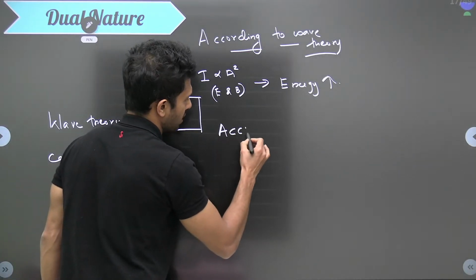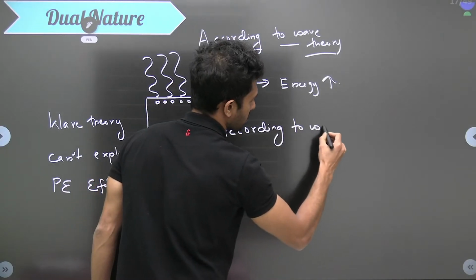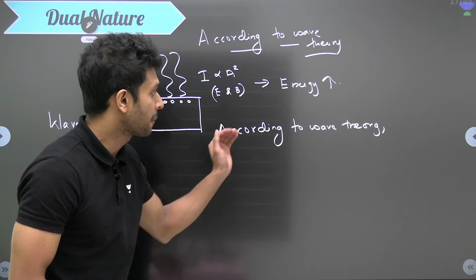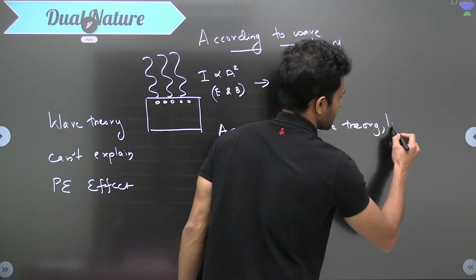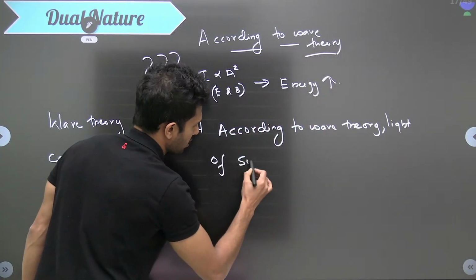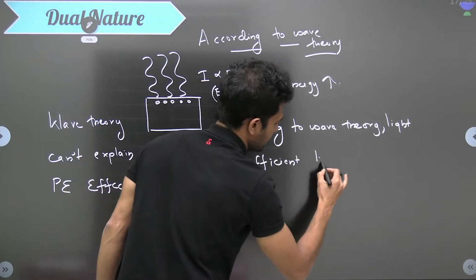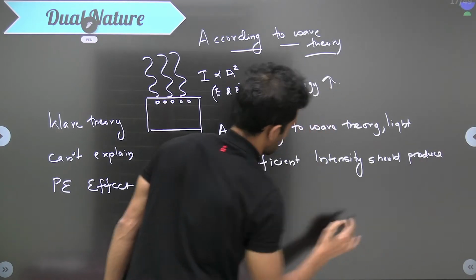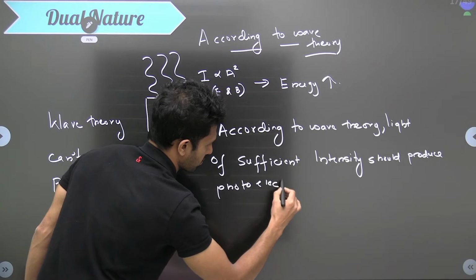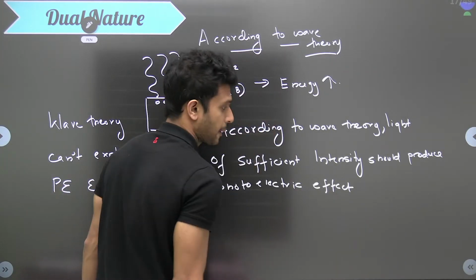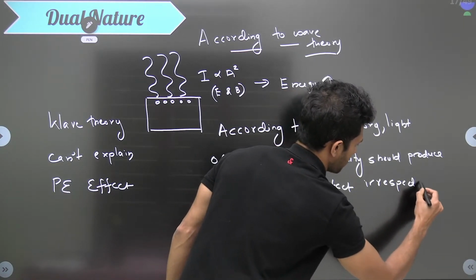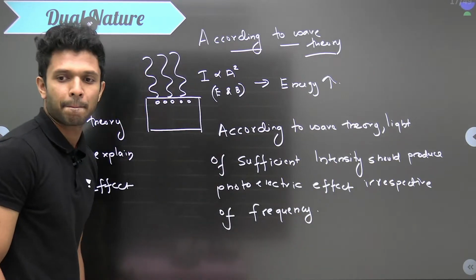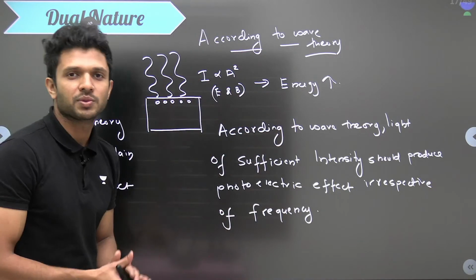According to wave theory, I'll write it so that everybody can write. I'm writing here on the board so that everybody of you can copy this down. According to wave theory, a light of sufficient intensity should produce the photoelectric effect irrespective of frequency. Okay? And this is exactly the opposite of what was observed in the photoelectric effect.